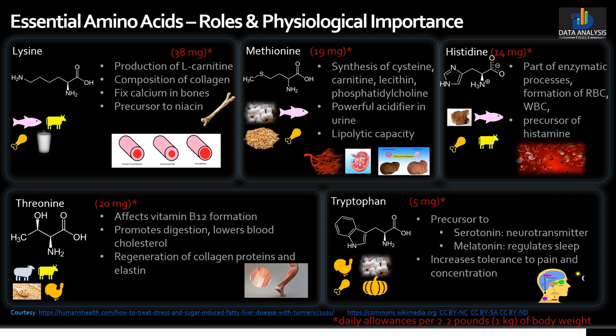Coming to the last and final essential amino acid, tryptophan. It is the precursor of serotonin, a neurotransmitter, and melatonin, substances that regulate sleep and waking patterns. Because of this peculiarity, it has been used both in drugs to induce sleep and as an antidepressant. In the world of strength and endurance-based sports, it is used to increase tolerance to pain, while in precision sports, it increases the concentration obtained from supplements. The daily recommended dose per 1 kg body weight for tryptophan is 5 milligrams.